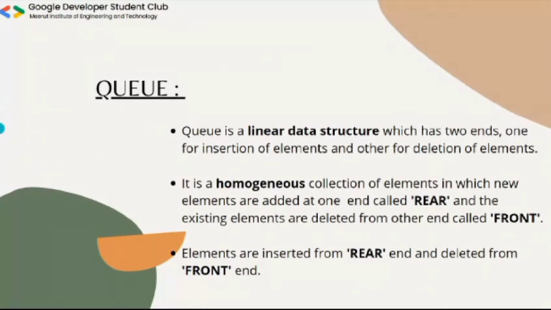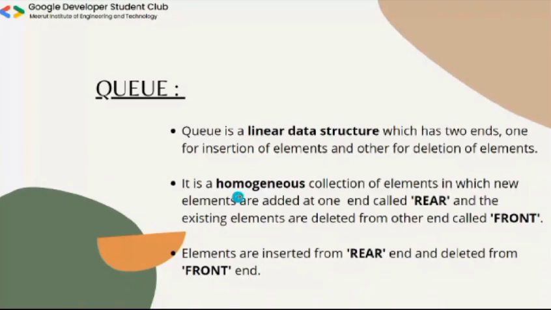And what does it mean? A queue is a linear data structure which has two ends, one for insertion of elements and the other for deletion of elements. Yesterday we studied the stack, and we saw that in a stack we have only one end, and that same end performs both insertion and deletion. But in the case of a queue, we have two ends, one for insertion and one for deletion.